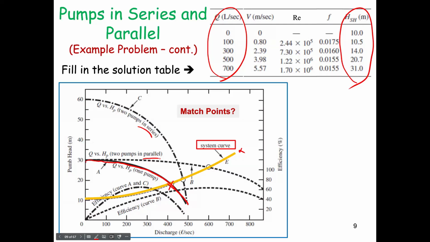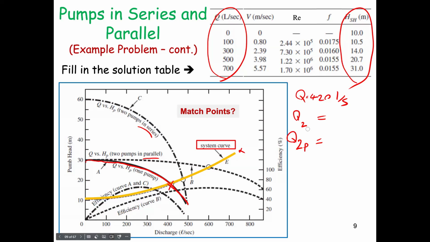Do the same for two parallel. This is the line for two parallel. Don't change your yellow line. Keep that one. Find the intersection between these two. You need to find three intersections. Your line, one pump. Your line, two series. Your line, two parallel. You already gave me the one line, one pump, and your line, which is 420 liter per second. Two series, two parallel. Can you read these numbers as well?